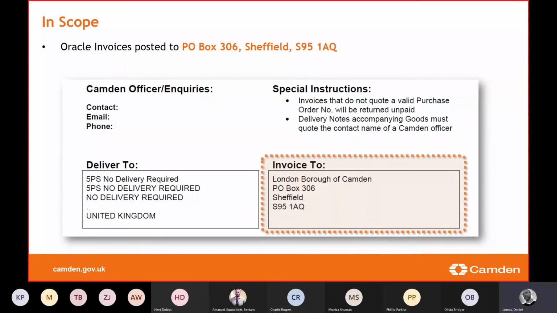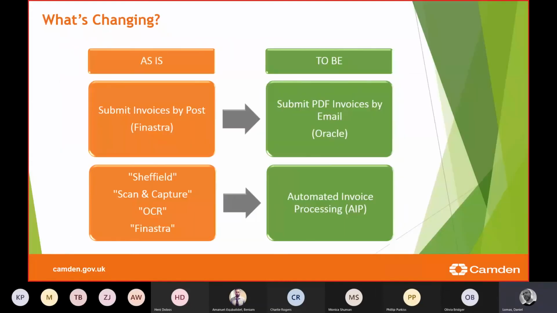So that address will be closing ultimately. I'm just going to compare the as-is process with the to-be. At present, you all submit your invoices by post. You don't necessarily need to know that we have a subcontractor, but you could probably guess because you're posting them to Sheffield, and your invoices are processed there and come through to the London Borough of Camden as digital transactions. The software that provides that to us is called Finastra.